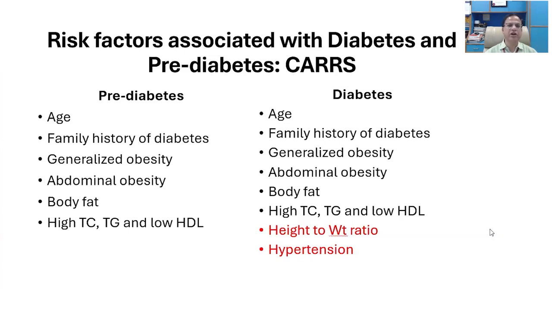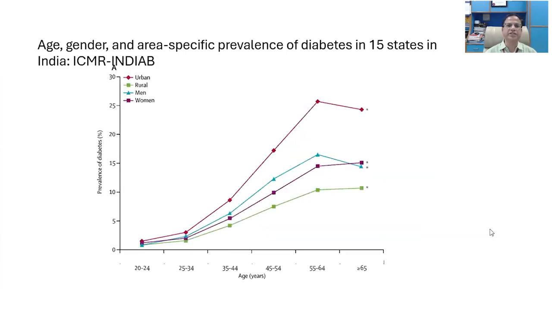Obesity represents body fat, but body fat can also be measured separately by DEXA or the bioelectric impedance method. A higher percentage of body fat also favors conversion from pre-diabetes to diabetes. Or if there is dyslipidemia, that is also a supportive risk factor for pre-diabetes and diabetes.